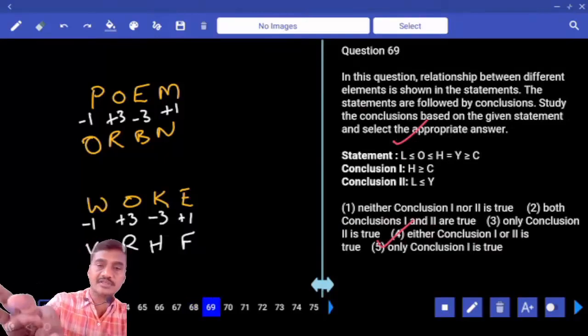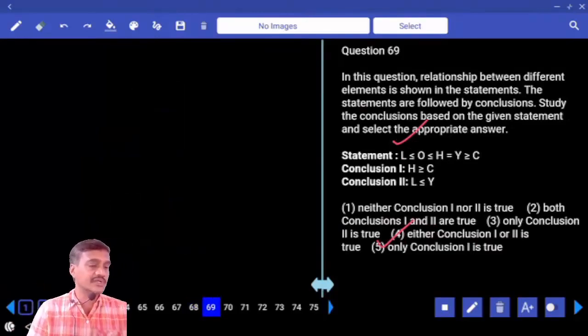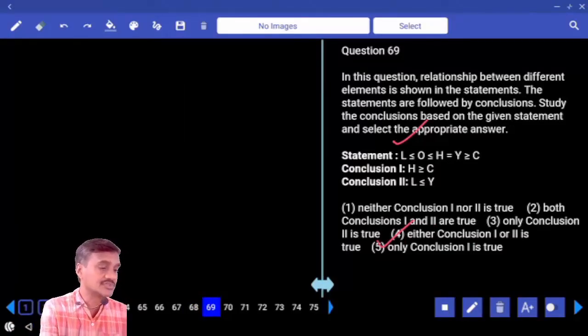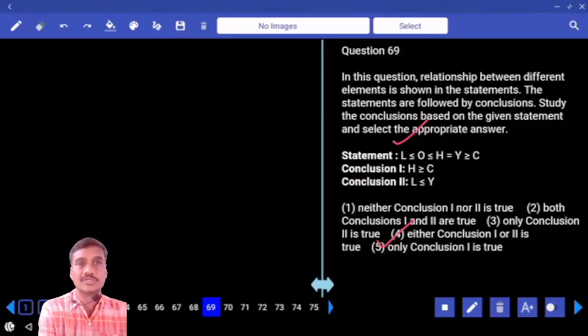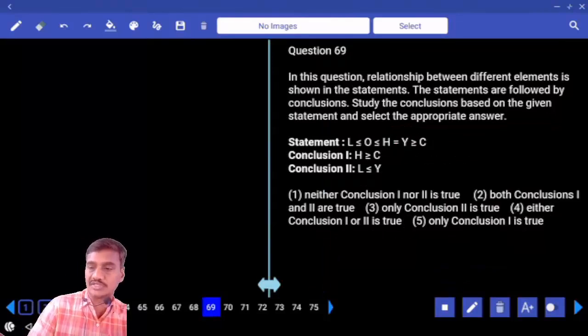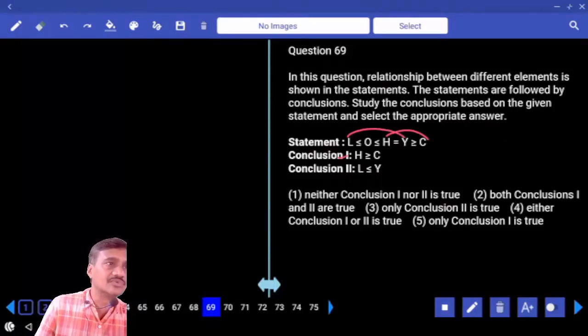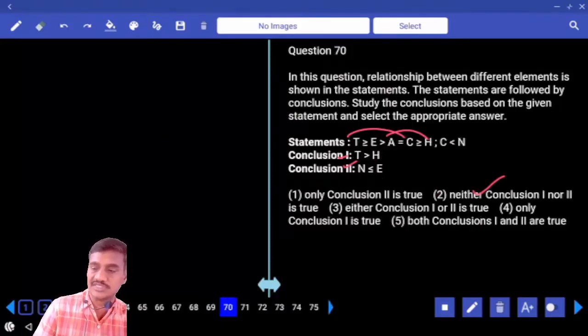Then 69. Now 69 onwards, only 3 questions were given on coded inequalities. Any questions? Now H greater than or equal to C. Definitely true or not? L and Y. Between L and Y, which symbol is common? Lesser than or equal to. L lesser than or equal to Y is also true. So what is your answer? Both 1 and 2, choice 2, question number 69.